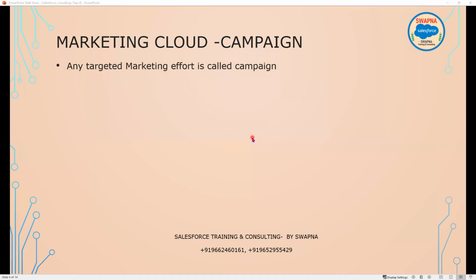There are two types of campaigns out there. One is a direct campaign and the other is an indirect campaign. The marketing cloud campaign has two types.